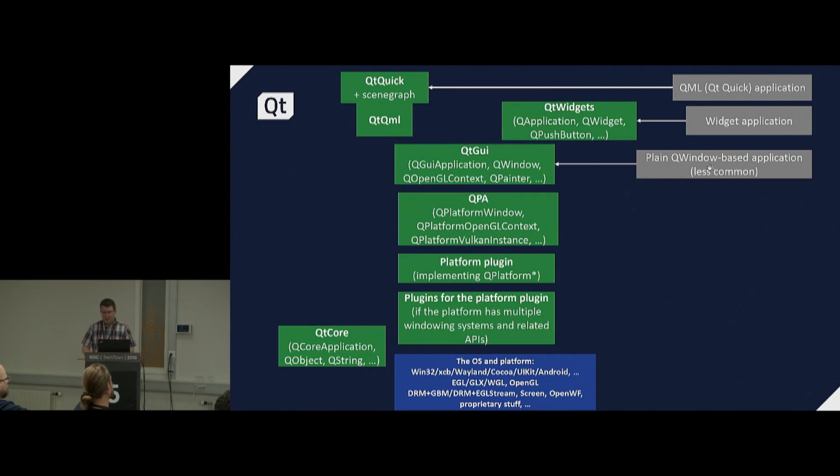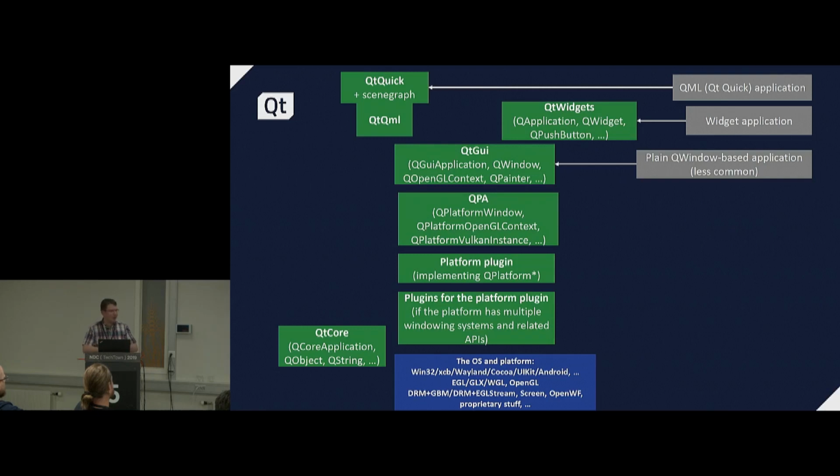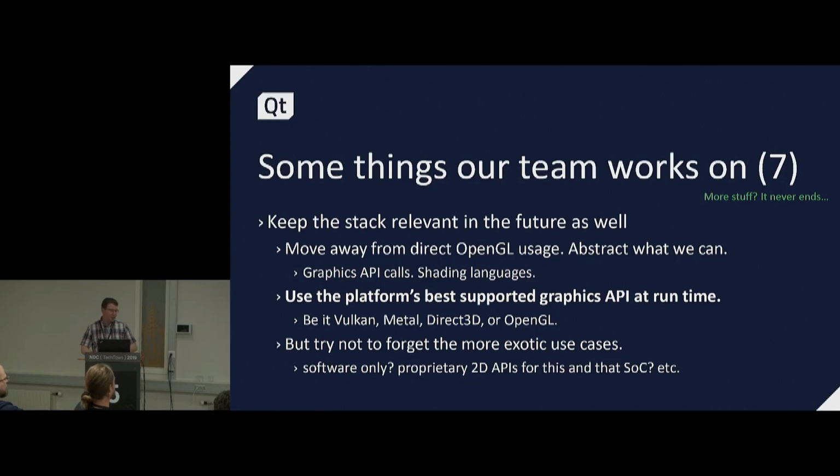And of course, if you just have a QWindow, then you would enter on a lower level. So of course, you have neither Qt Quick nor widgets. So how does this change in Qt 6, like this picture? Well, it doesn't, or really it should not, because we can't really afford to change this in a big way. What we can do is cleanups and change certain aspects.